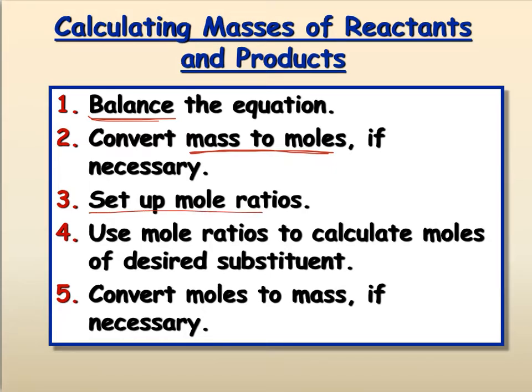Then you can set up your molar ratios. That's what we've been doing for the past couple of days with the dimensional analysis. Once you have your mole ratio set up, you'll use it to actually calculate the moles of whatever thing we are asking about. Could be the other reactant, could be a product. And then finally, you'll need to convert your moles to mass. Now these two steps, 3 and 4, look like one step when you do the math. But if you set up your molar ratio correctly, the rest of this is pretty easy. You've already been doing it. The tricky thing is just putting it all together.